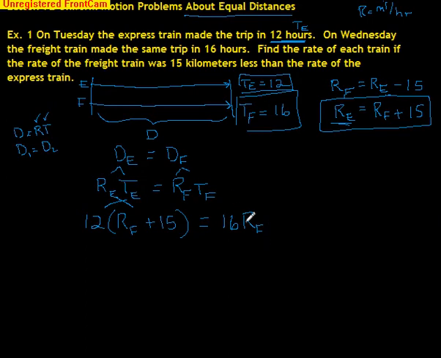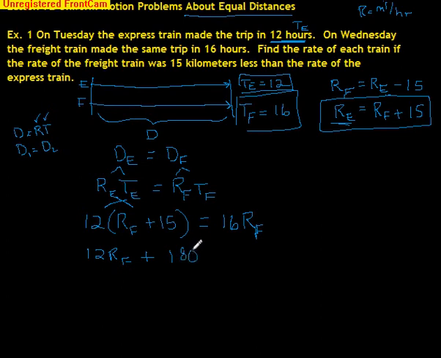One variable has to stay. You can't get rid of all your variables. So we have one variable, one equation. Now we just solve it. 12 times the rate of the freight train plus 12 times 15 is, get my calculator out, 12 times 15 is 180.